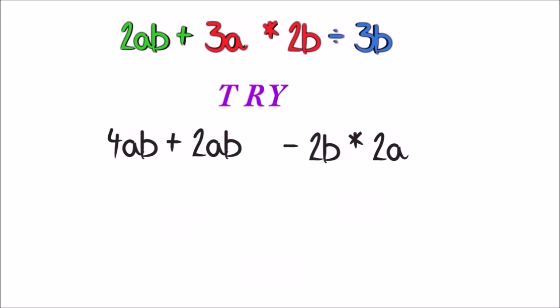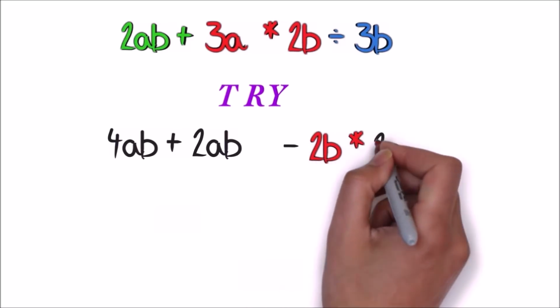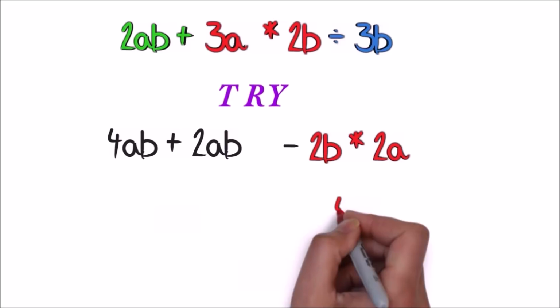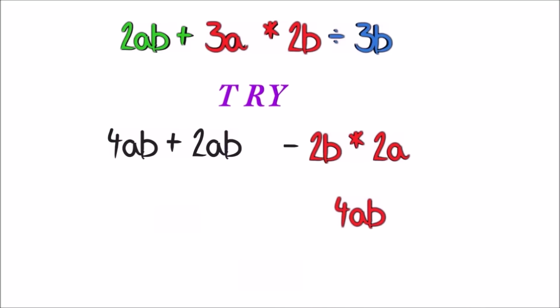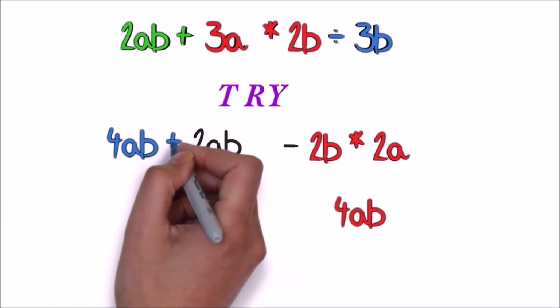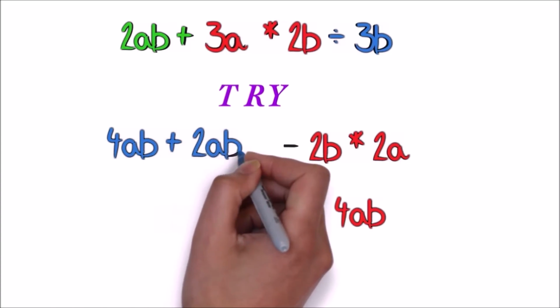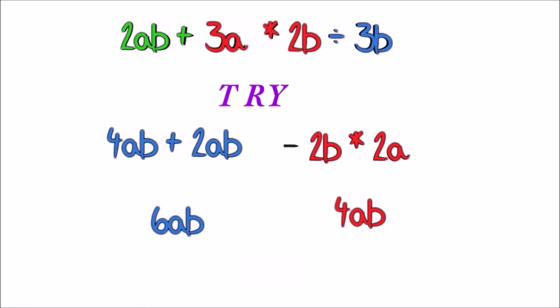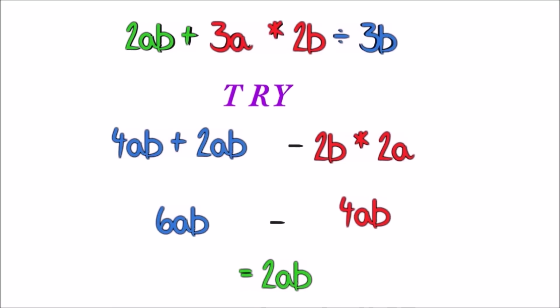Okay, so let's do it. You will multiply the 2b and 2a first. This will give you 4ab. Then you will add 4ab and 2ab to get 6ab. Finally, you will subtract the 6ab minus 4ab to get 2ab.